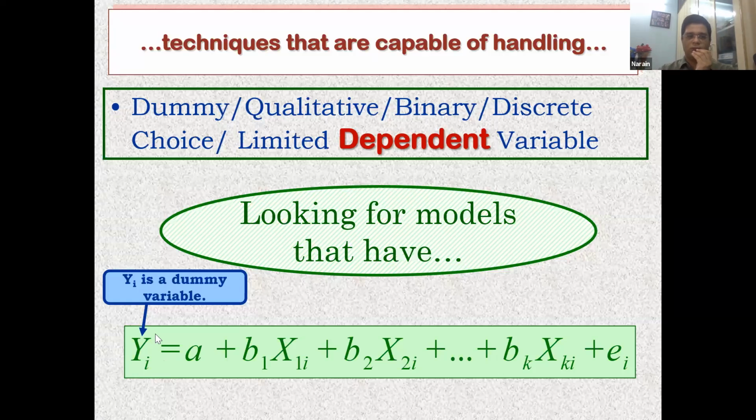your dependent variable happens to be a dummy variable, a categorical variable, and you have a list of independent variables. We refer to this kind of model as a dummy variable model, qualitative response variable model, binary variable model, discrete choice model, or limited dependent variable model. These are some of the terminologies also being used. So this is a tool and technique where your dependent variable happens to be a categorical variable.